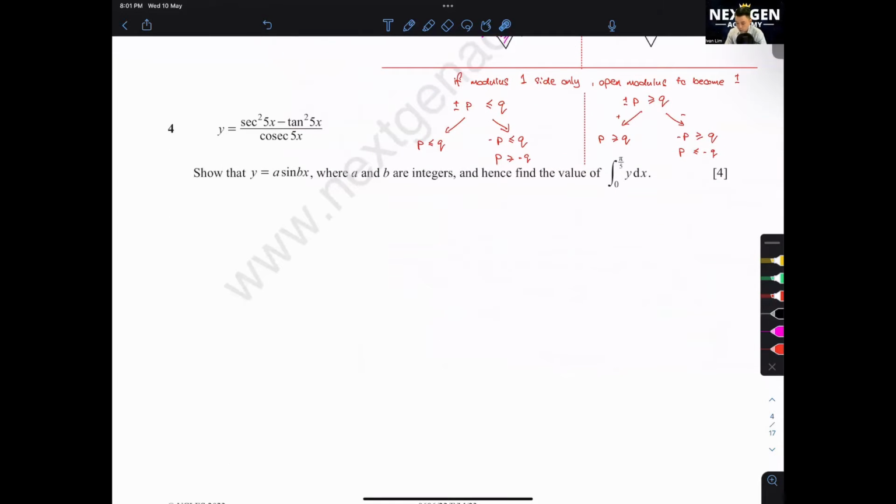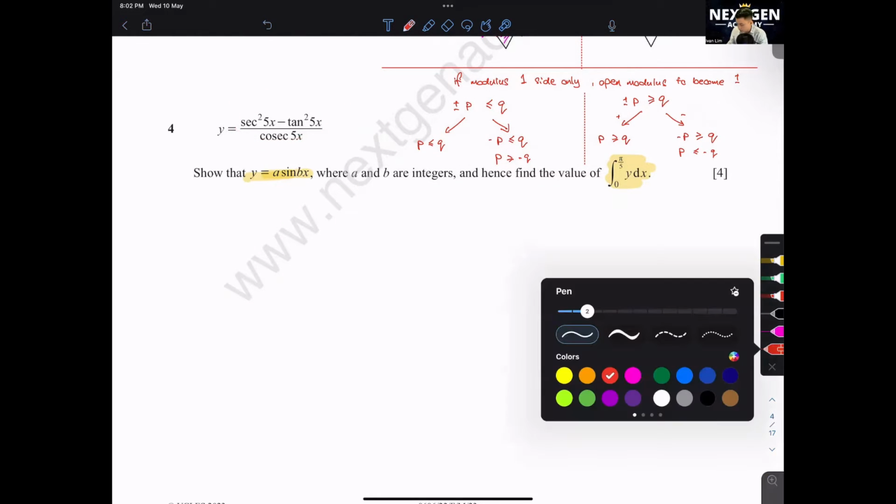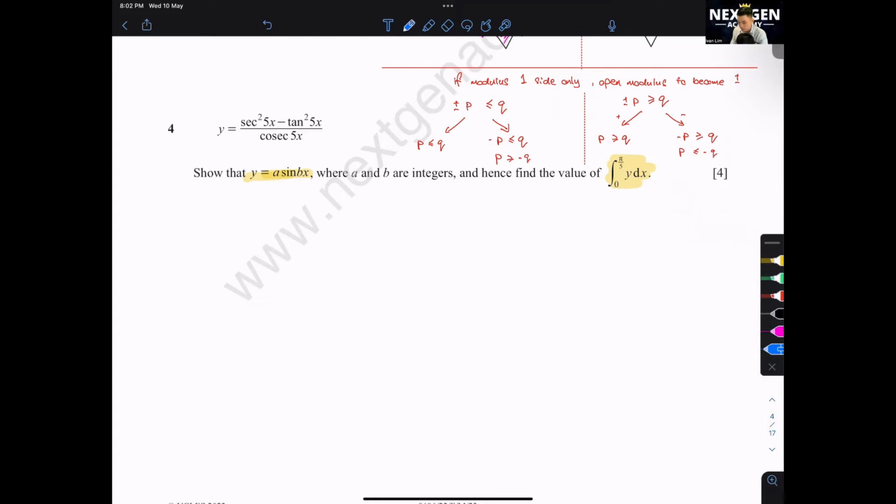Question 4. Y equals to secant square 5x minus tangent square 5x over cosec 5x. Show that y is equals to a sine bx, where a and b are integers. Hence, find your integration from 0 to pi over 5 y dx. So what do we need to do for this? We need to simplify this one here first into this form. How can we simplify? Slowly, one step at a time.